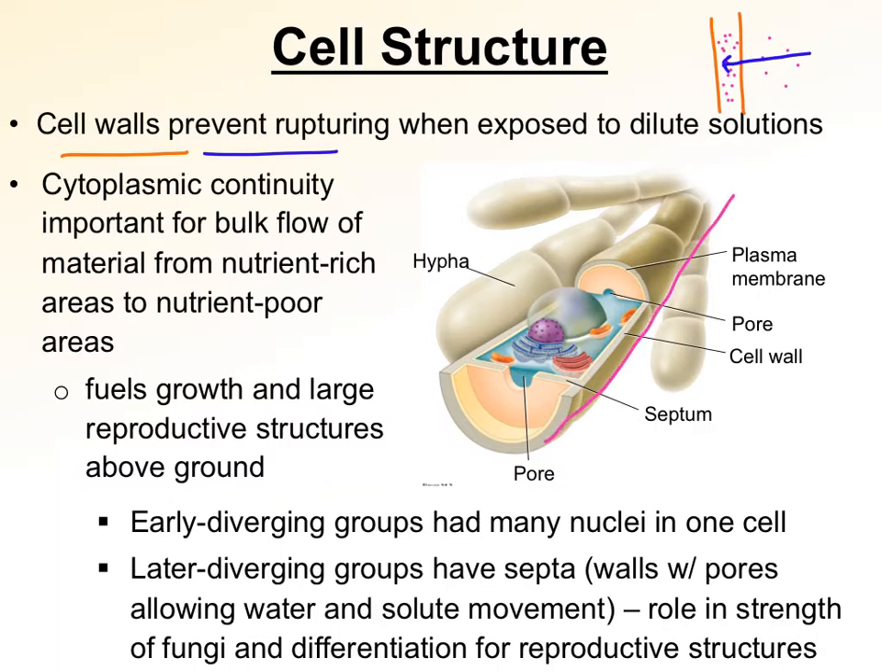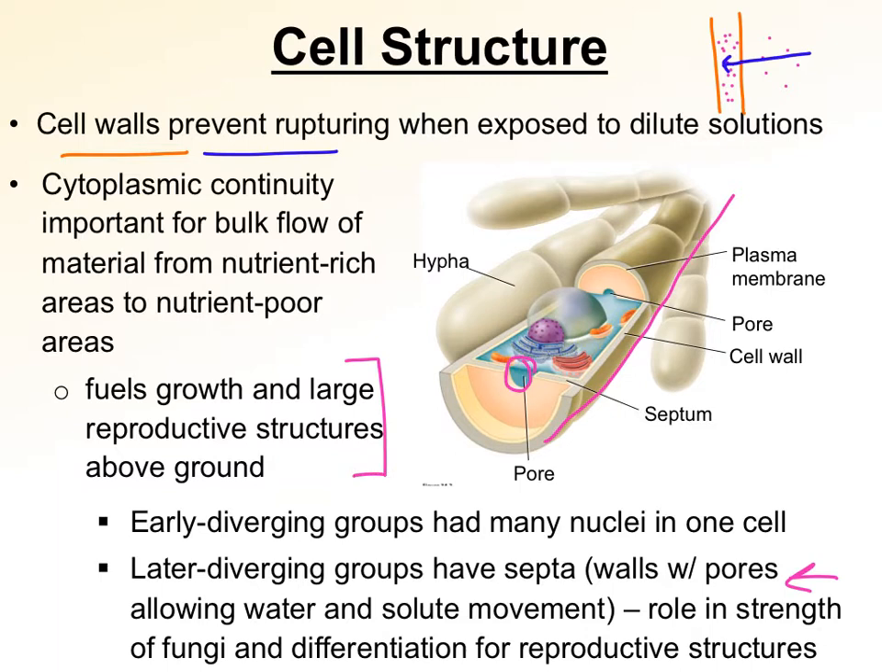You can see here that even when later groups started having septa, which is a cell wall that separates individual cells, they still have a pore that allows for movement between cells. So that's really important, the continuity. It allows them to maintain growth of these very large structures. And we're going to see that they are also above ground as well as below ground.